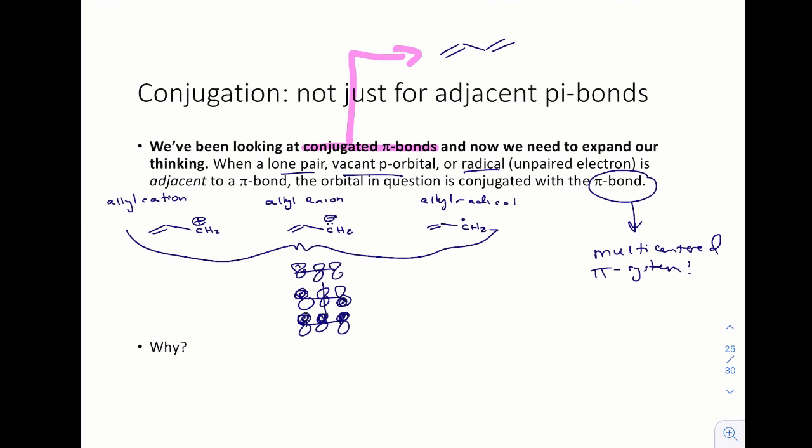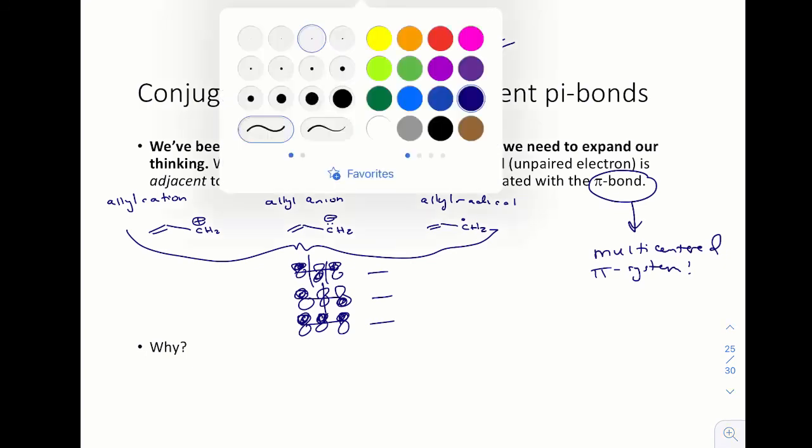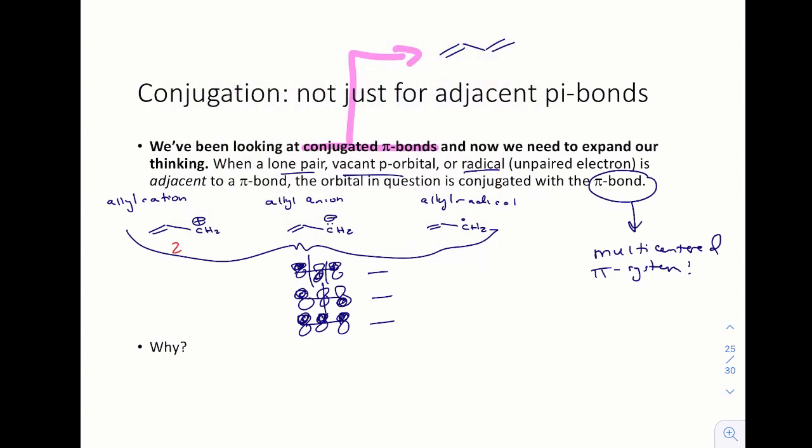The same three molecular orbitals result in each case because for each of these molecules, three p orbitals are combining, and they're going to combine to form the same three pi molecular orbitals. However, the total number of pi electrons will differ between these three species, and thus the HOMO and LUMO will differ between these three species.